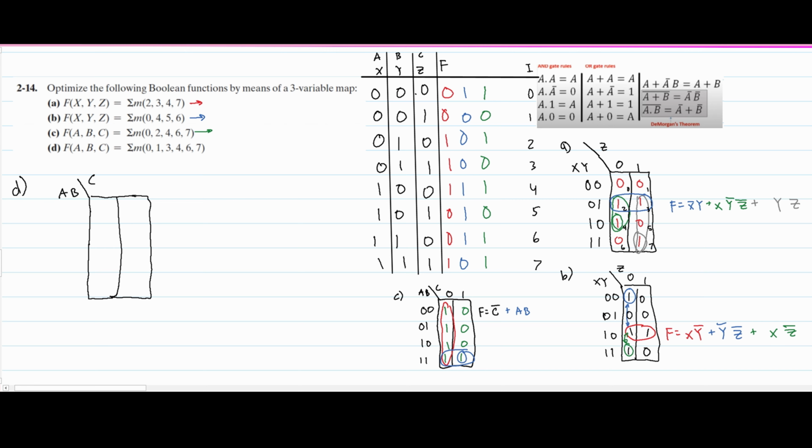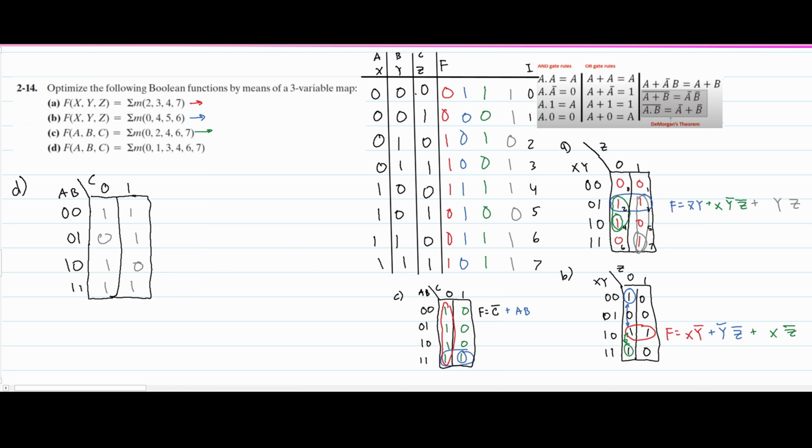In part D, we have 0, 1, 3, 4, 6, and 7 as our minterms. So we're going to write this out here. This is what our truth table will look like, and now we can start filling it in from right to left. We have 1, 1, 0, 1, 1, 0, 1, 1. Now looking at this, we have multiple ways we could go about solving this. We can look at this column, this row, this column, this row. There are many different ways.